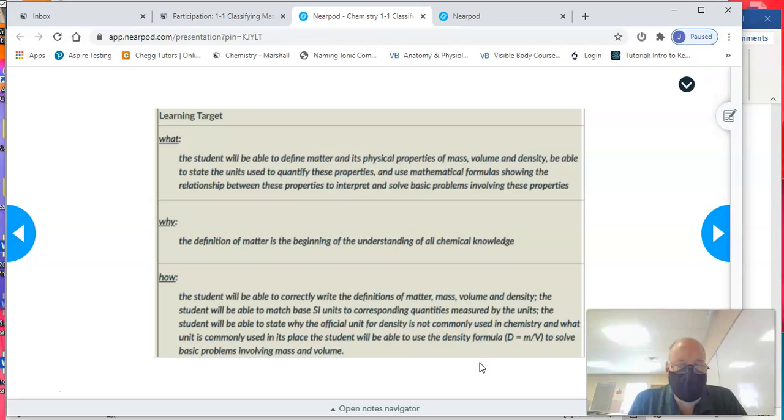We need to be able to describe and define matter and things related to matter in order to begin to understand other things. So you'll be able to correctly write the definitions of matter, mass, volume, and density. You'll be able to match base SI units to corresponding quantities measured by the units. You'll be able to state why the official unit for density is not commonly used in chemistry and what unit is commonly used in its place. And you'll be able to use the density formula to solve basic problems involving mass and volume.